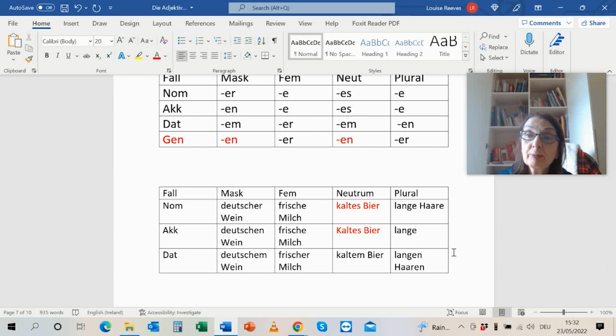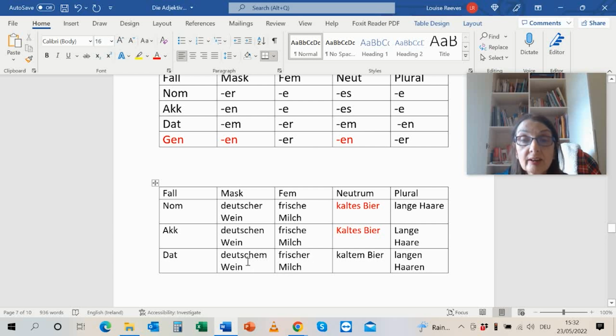Lange Haare. Now, people who've been learning from the very beginning would be talking about having long brown hair. You have lange braune Haare. And this is the reason why you get lange Haare, because it takes the E from the D, and the D isn't there. The accusative, Deutschen Wein, frische Milch, kaltes Bier, and you have your lange Haare again. I wrote it in here just in case anyone is getting lost. So, next one. Deutschen Wein Dativ, there's your EM.